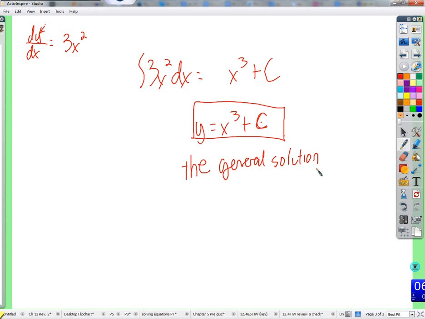Now, can somebody tell me what more information could I give you that would enable you to solve for C? If y was a variable, what if x was still a variable? Could you solve for C?